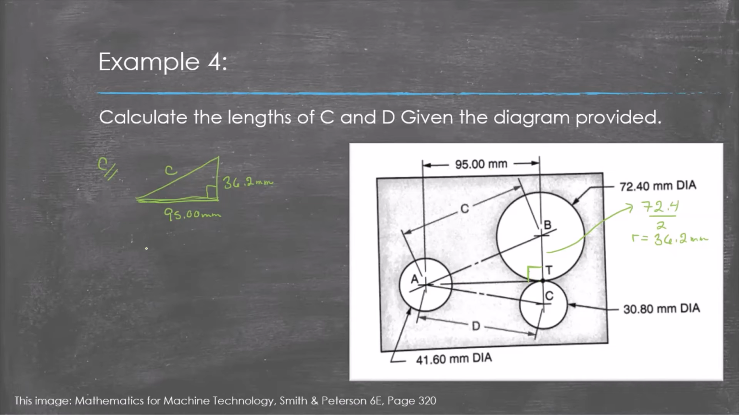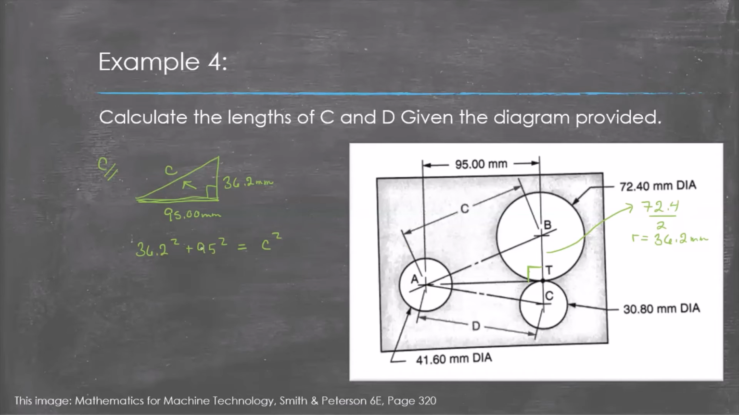So we'll substitute that into the Pythagorean theorem. So this is our A, this would be our B, this is our C, this is the hypotenuse. So we have 36.2 squared plus 95 squared equals, and you find out what your C is. So that's going to be equal to c squared. Put all of this in your calculator.